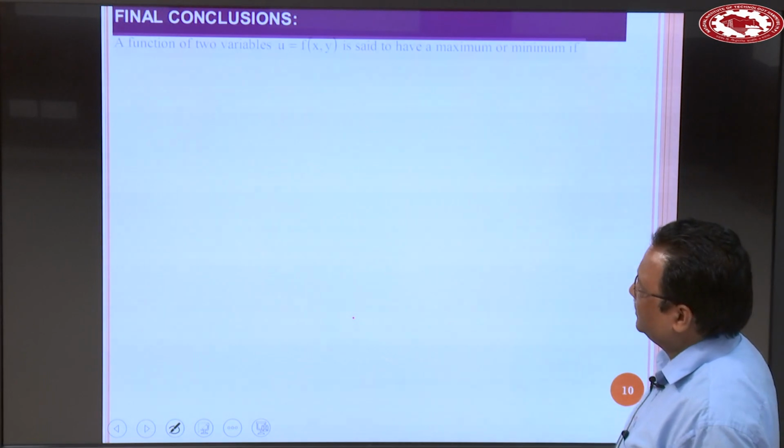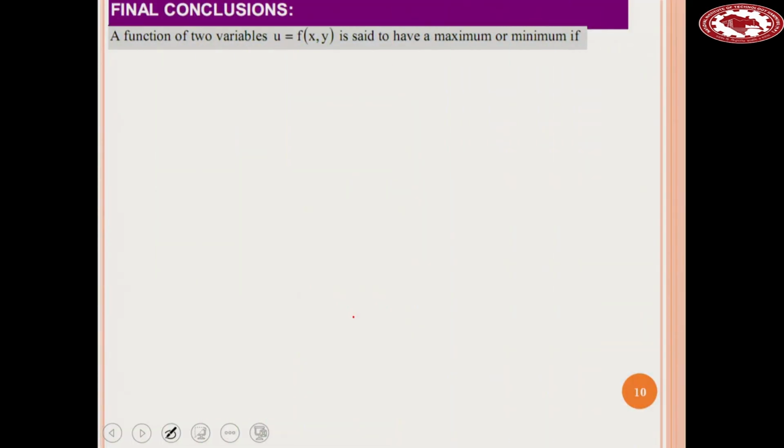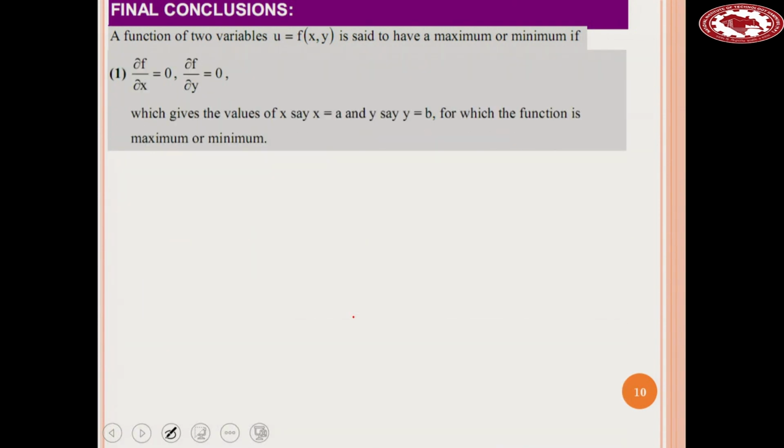Now, final conclusion: a function of two variables u is equal to f(x, y) is said to have a maximum or minimum if the partial derivative of f with respect to x is 0 and the partial derivative of f with respect to y is 0, which gives the values of x and the value of y.